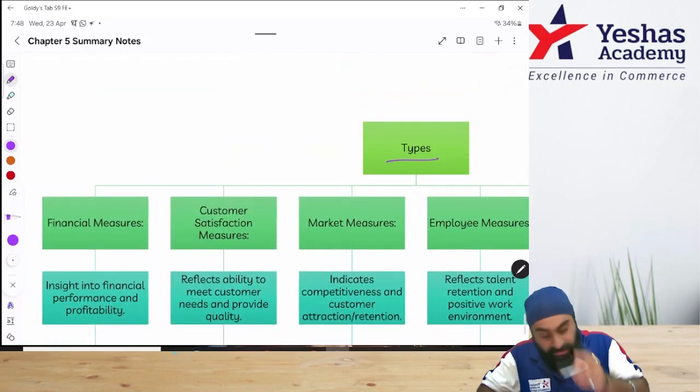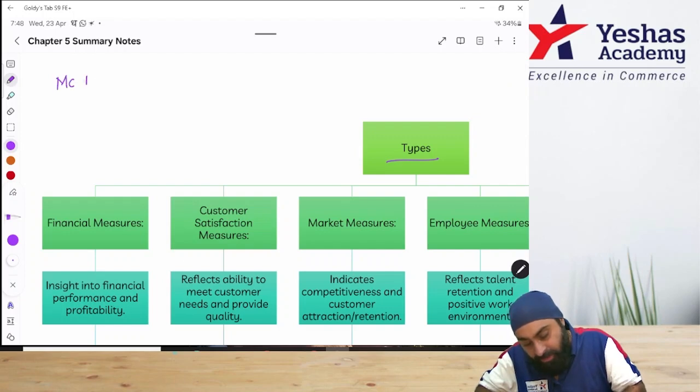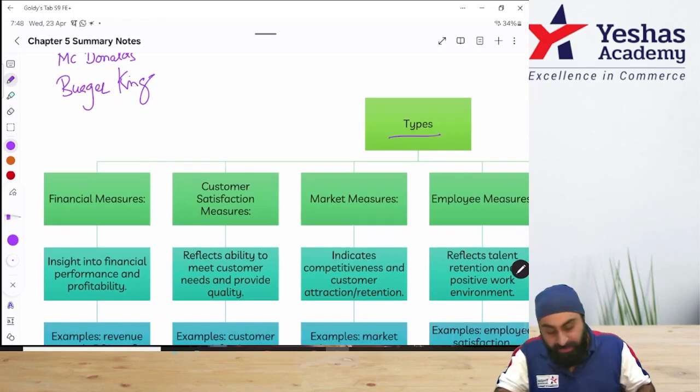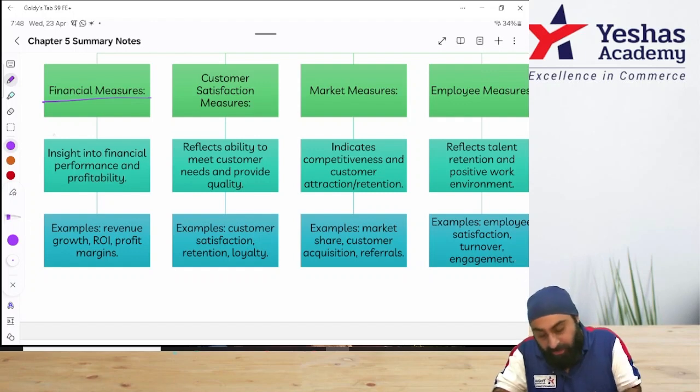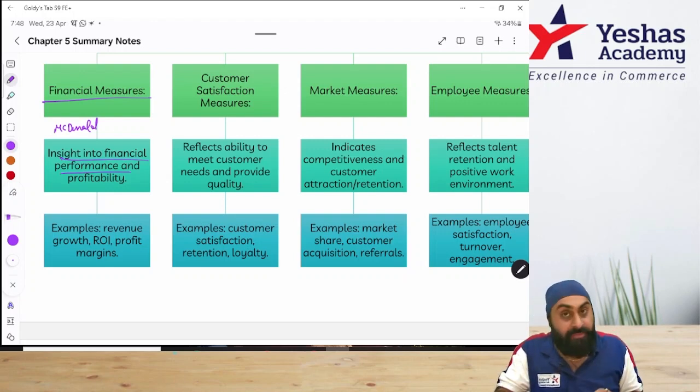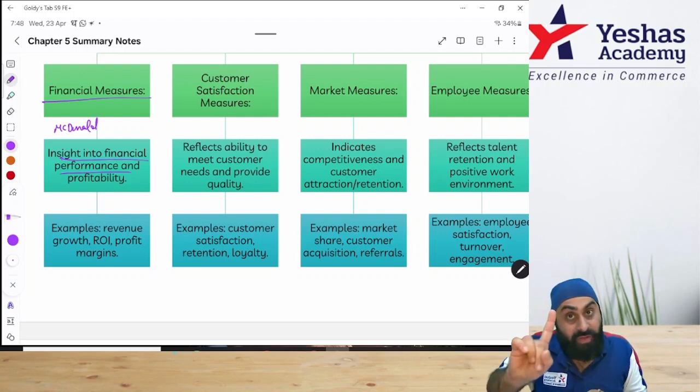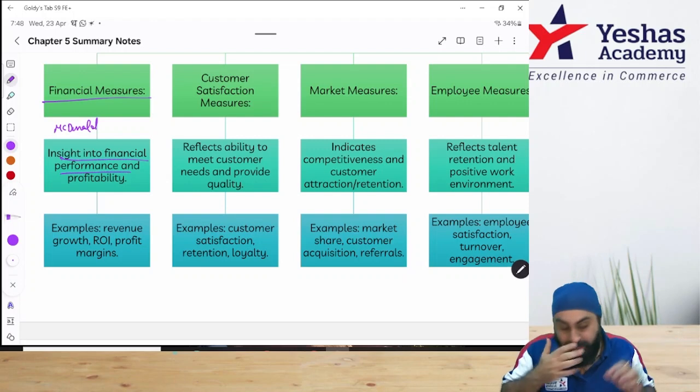Let's compare two things. Let's compare McDonald's with Burger King. When you compare McDonald's with Burger King, let's start with this: who has a financial capability, or who is financially very well equipped? Obviously, I would say McDonald's wins here. So this is insight into financial performance and profitability. This is one measure where I compared McDonald's and Burger King.